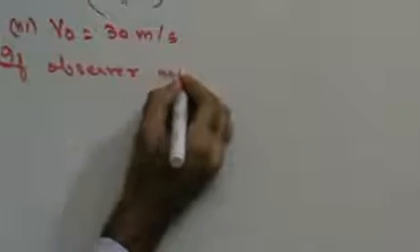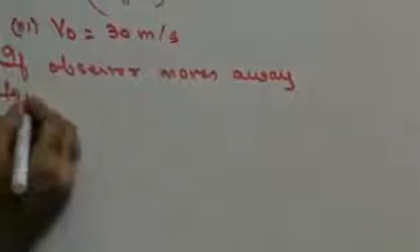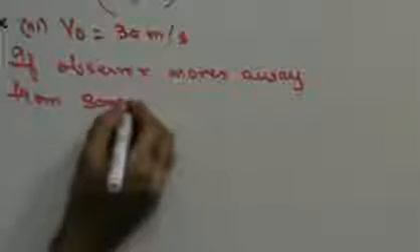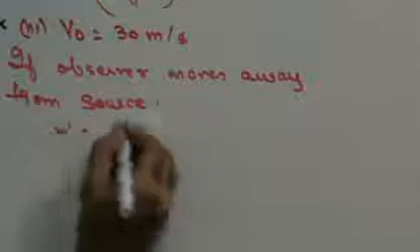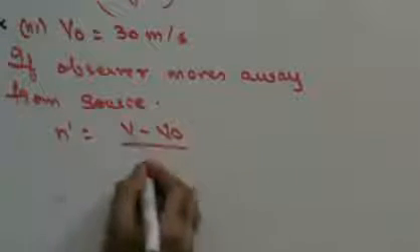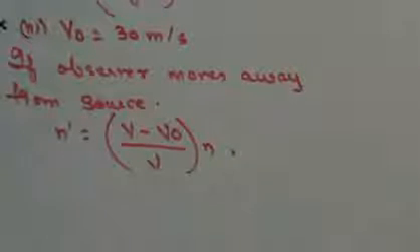So if the observer moves away from the source, the apparent frequency that he will hear is (V minus V0) upon V into N. That will be the apparent frequency. All you have to do is substitute the values and get the answer.